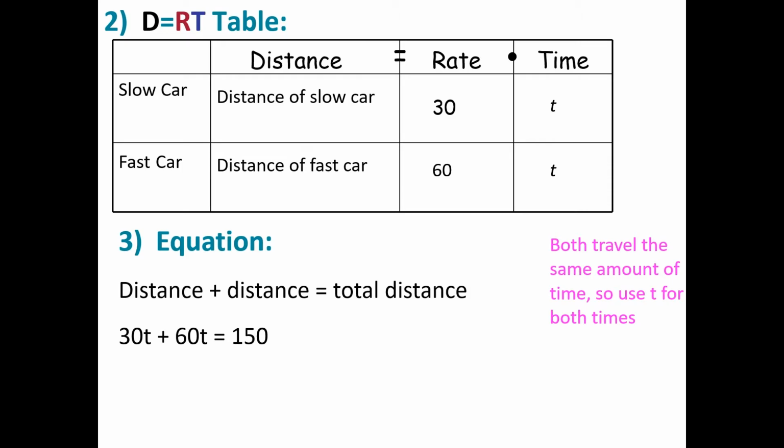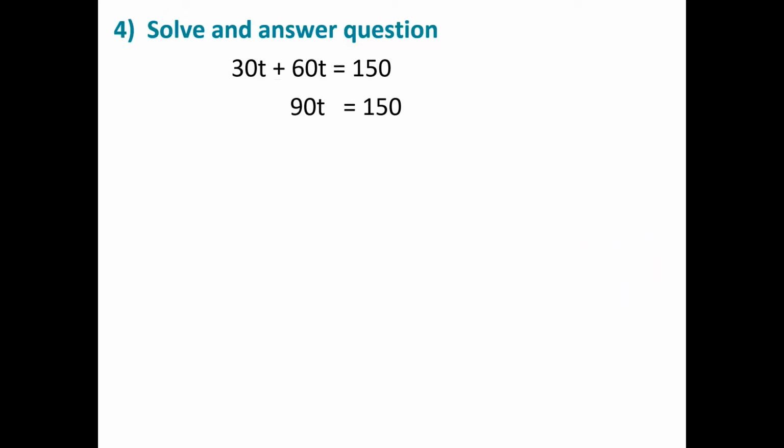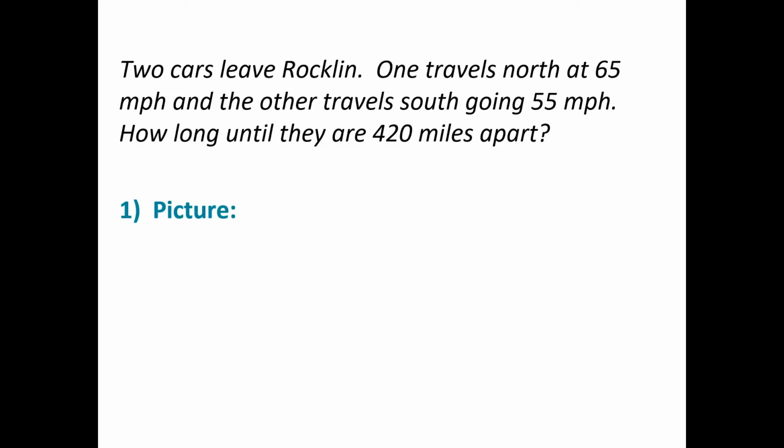because the distance of the slow and fast equals the 150. 30t plus 60t equals 90t. All right, divide by the 90, and I got the time as 1 2/3 of an hour. Cool. Or an hour and 40 minutes is another way to phrase that. And that's it. You're done right there. That was all. 150 divided by 90.